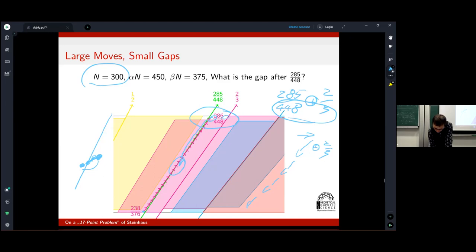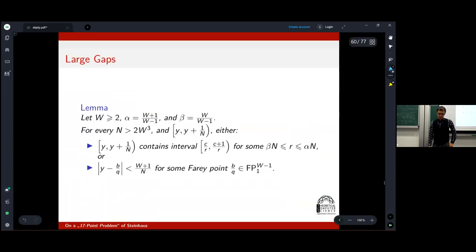And this works almost everywhere here. So it allows us to close this bad region, except for maybe some points very close to this fraction 2/3. With those, we don't know what to do yet. And this was the idea. This is the lemma that captures this idea. So the first thing that we do is we parameterize alpha and beta by one constant. It doesn't really matter, but it simplifies the calculations to have just one parameter.